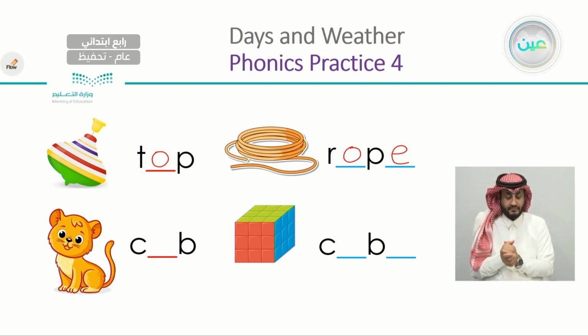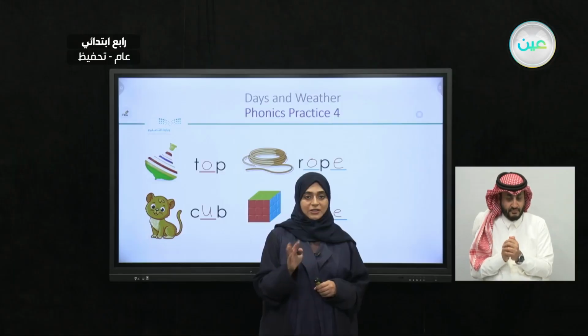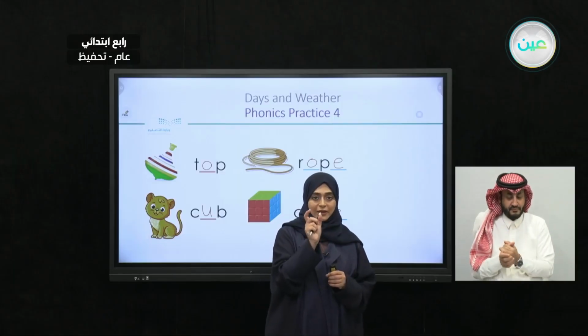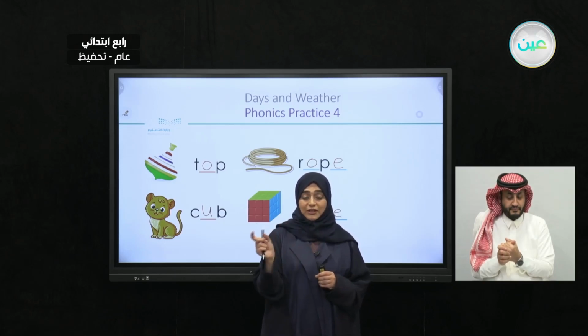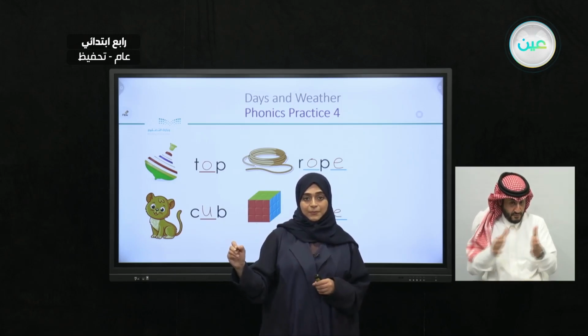This one is a cub. Short or long? Short U. Excellent. This one is a cube. What do we write? U and E. Okay, so did you practice writing the letter and then the same letter with an E to make it long? Okay.